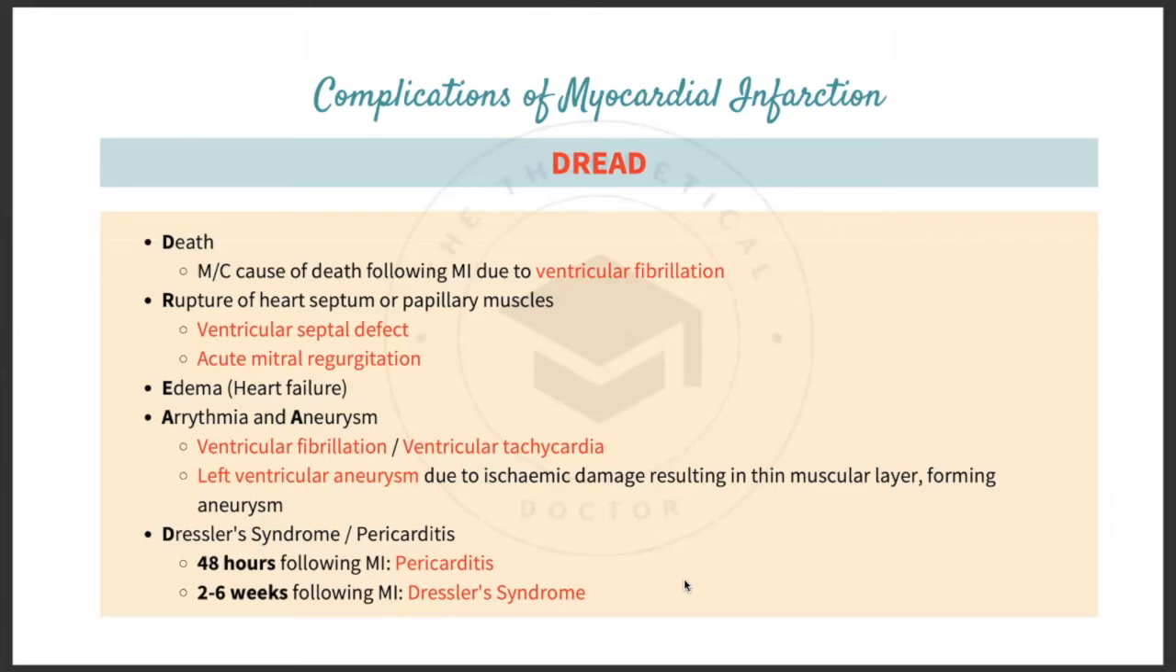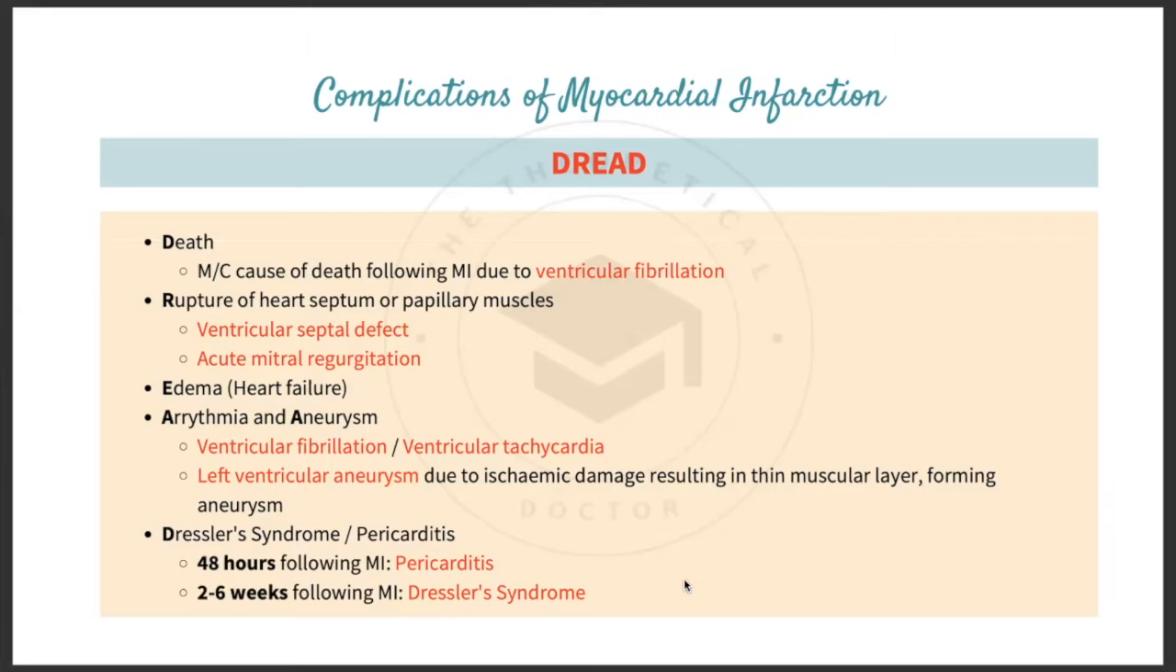Arrhythmia, basically irregularity in the heart rhythm. So the patient may have ventricular fibrillation or ventricular tachycardia. If the patient presents with ventricular fibrillation, you need to do a defibrillation. If ventricular tachycardia, then you can opt for amiodarone, the carotid massage, and finally a DC cardioversion. And they may also get left ventricular aneurysm, and this is due to the ischemic damage, which causes the muscle layer of the heart to become thin and then form an aneurysm.